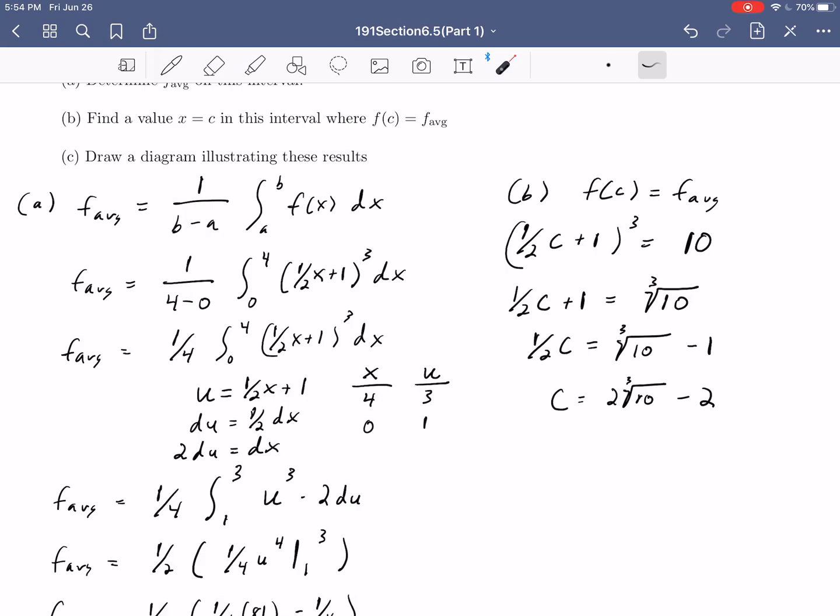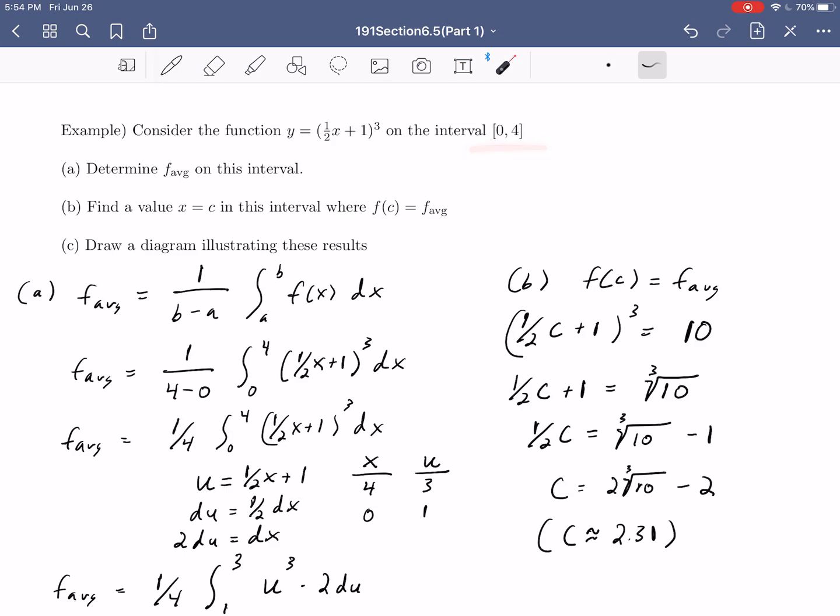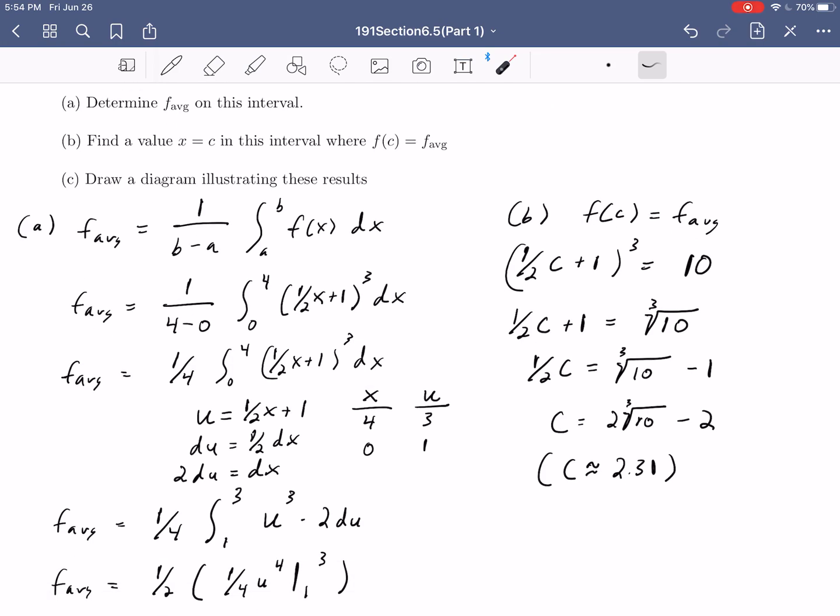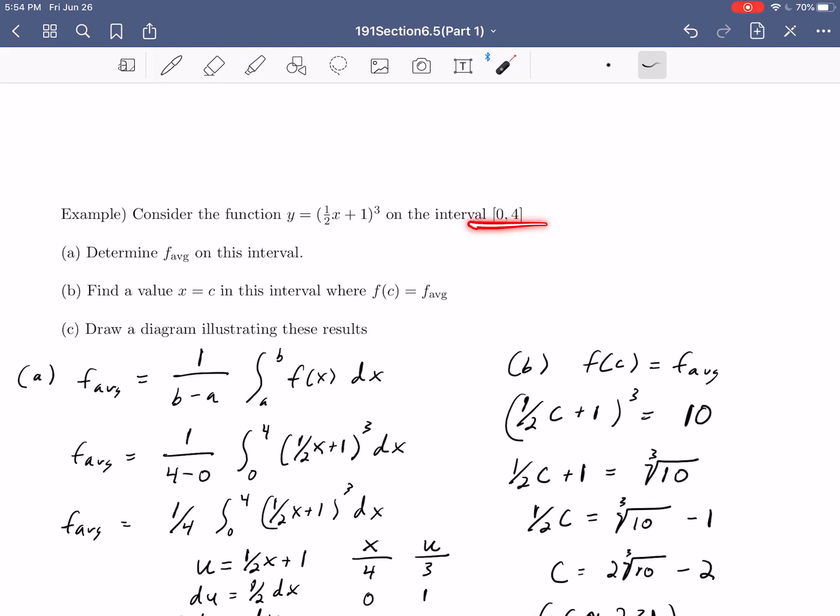Just for drawing purposes, we'll put a note here: c is approximately, I'm getting about 2.31. Notice, as a quick check, that is definitely inside the interval 0 to 4, so we knew that had to happen, right? Because that's what is guaranteed by the mean value theorem for integrals. This c value, at least one of them, has to be in the interval.